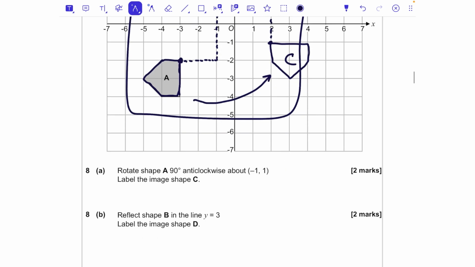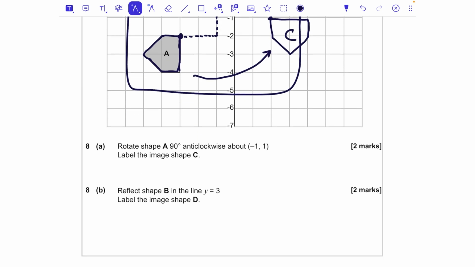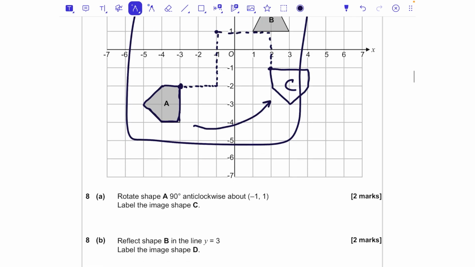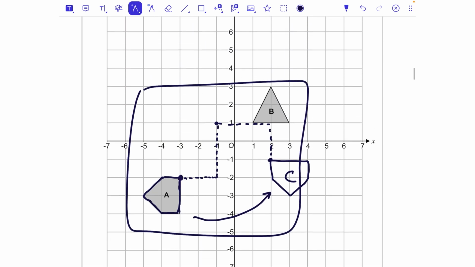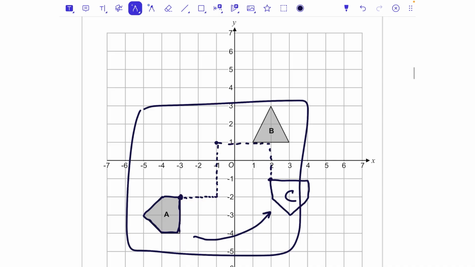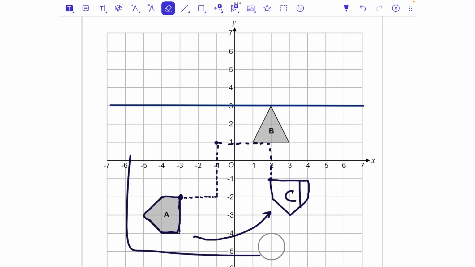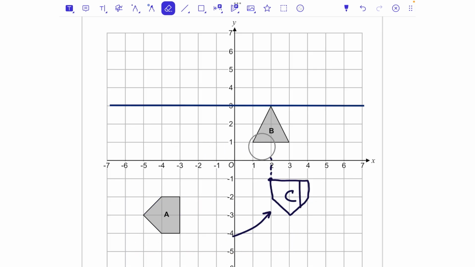And then for part B, reflect shape B in the line y equals 3. So y equals 3 goes through the y-axis at 3. So the line y equals 3 looks like this. Goes through 3 on y. And so we're going to reflect, let me get rid of this. We're going to reflect the shape in that mirror line.